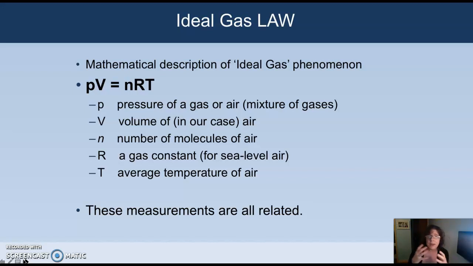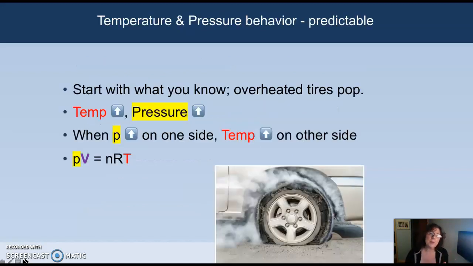It could be cold, it could be warm, it could be hot, and we will take the temperature in Fahrenheit and in Celsius in most cases. Now let's start with what you know about how these behaviors are related to each other. And one thing you do know is that overheated tires pop during the summertime. They pop because they overheated with those hot temperatures and the pressure went up in the tire and blew it out. So you know this, and now we can look at it mathematically with PV equals nRT.